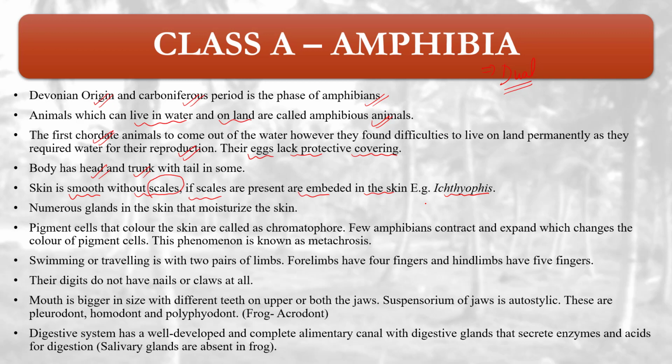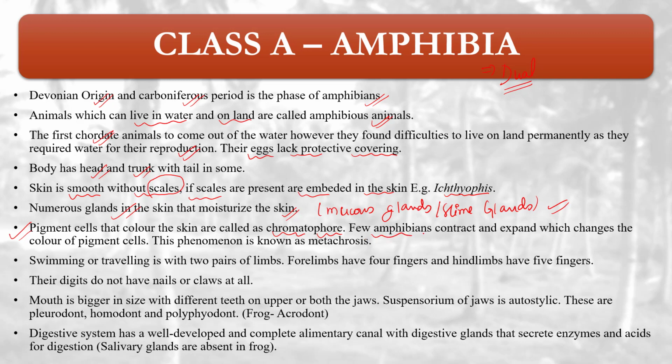Understood? Now, they have numerous glands in the skin that moisturize the skin. That is why I told you, mucus glands, slime glands. Understood? To moisturize the skin. Pigment cells that color the skin are called chromatophores. So they uniquely have chromatophore pigment cells which impart them a particular color.